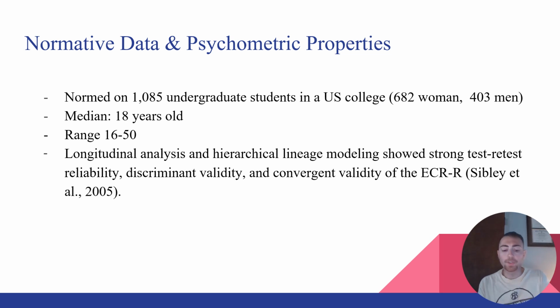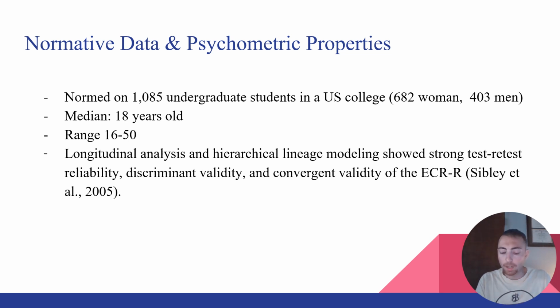The data used for the ECR revised were the same data, again, like for Brennan's original study, and this assessment was normed on 1,085 undergraduate students at the University of Texas at Austin. 682 of these participants were women, while 403 participants were men. The median age was 18 years with a range of 16 to 50 years.